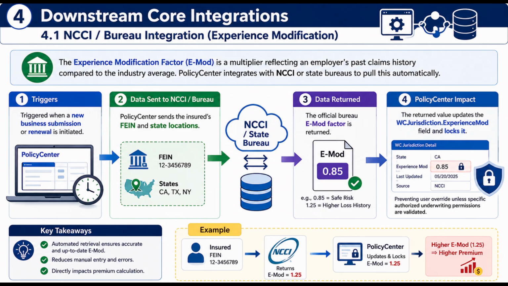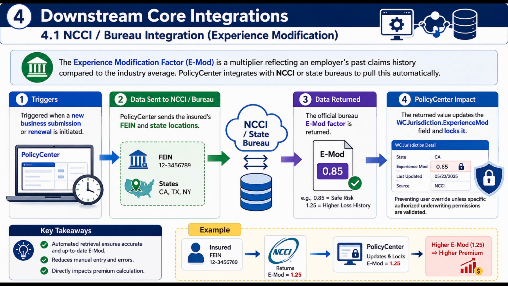The bureau architecture processes the incoming request, utilizes the identification number to locate the matching corporate account profile, and returns a verified response containing the official experience modification factor alongside its associated valuation dates. If an employer has operations spanning multiple territories, the system is designed to parse state-specific values to ensure alignment with localized rating rules. Once the response payload is successfully received by PolicyCenter, it directly impacts the underlying data model layer and modifies the user interface behavior.